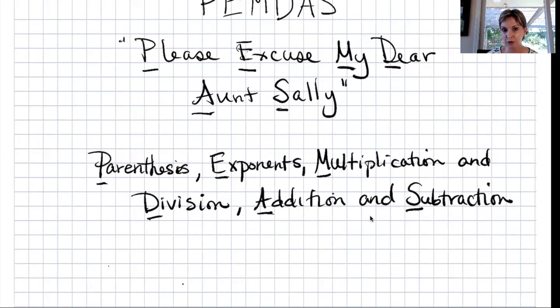And the same thing is true with addition and subtraction. Addition and subtraction are equal in importance. So if you get down to an equation where the only thing left is addition and subtraction, you just go left to right. And if that means subtraction comes first, then that's great, because subtraction is just as important as addition when you get down to those last two things.